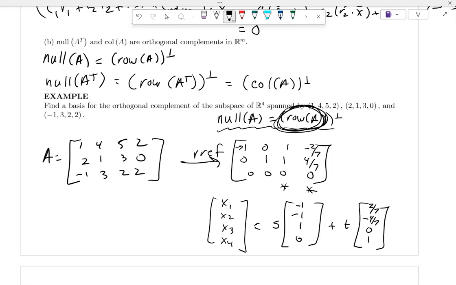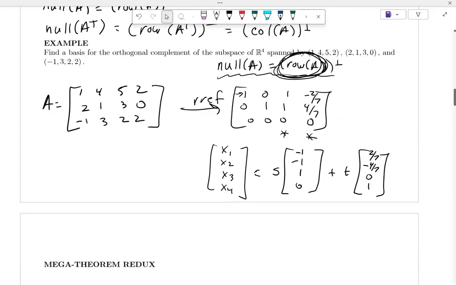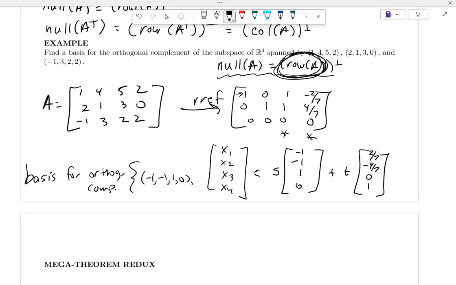All right. So this would be your set of solutions. It's asking for a basis, so your basis would just be those 2 vectors. I'll write them as rows. I don't have to write them as rows. It doesn't really matter.